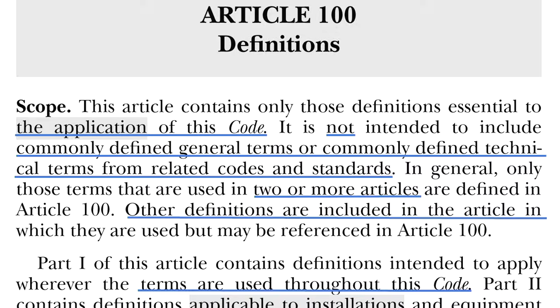Definitions are primarily contained in Article 100, and here's what it says. This article contains only those definitions essential to the application of the code, which means in general. It's not intended to include commonly defined terms or commonly defined technical terms from related codes and standards. And then it says, in general, only those terms that are used in 2 or more articles are defined in Article 100. Other definitions are included in the article in which they are used, but may be referenced in 100.